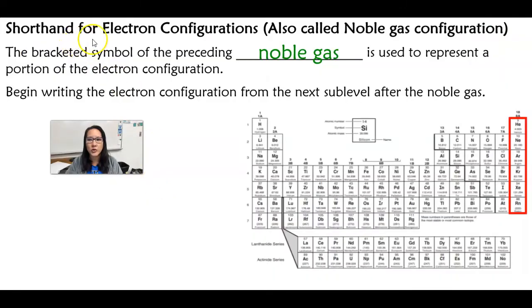Now we're going to look at shorthand for electron configurations, which are also known as noble gas configurations. We're going to be using these elements at the end of the periodic table. That last vertical column or family is known as the noble gases. We're going to use them to represent part of the electron configuration, and then continue from the beginning of the next row and work our way to the element we are representing. Now let's look at some examples of how to do this.